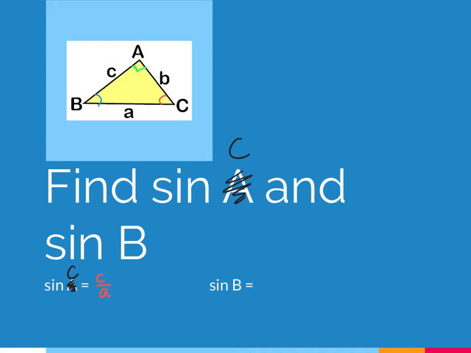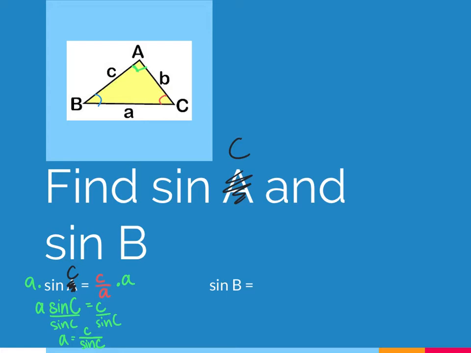Now, I'm going to do something a little weird, but we're going to multiply by a on both sides. So we're going to get a times the sine of c equals c. And now we're going to divide both sides by the sine of c. So a is equal to c over sine of angle c.